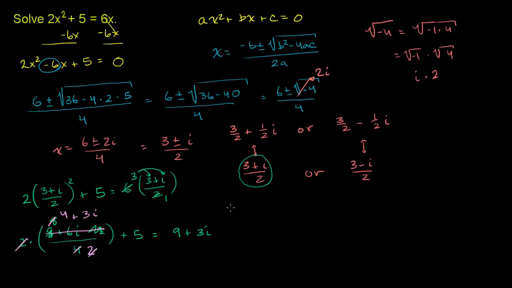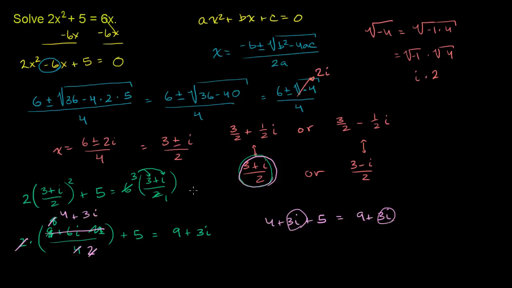So on the left-hand side, we're left with 4 plus 3i plus 5. And this needs to be equal to 9 plus 3i. Well, you can see we have a 3i on both sides of this equation, and we have a 4 plus 5, which is exactly equal to 9. So this solution, 3 plus i, definitely works.